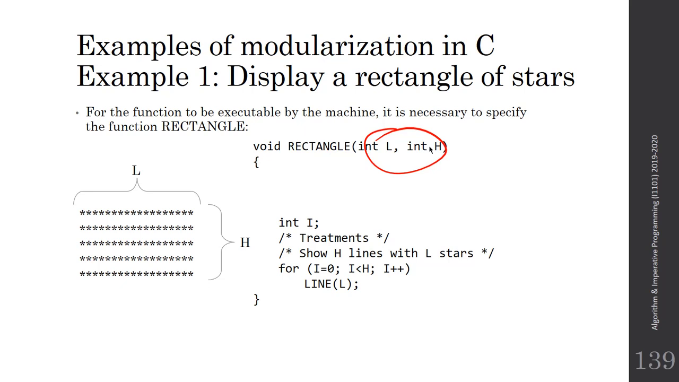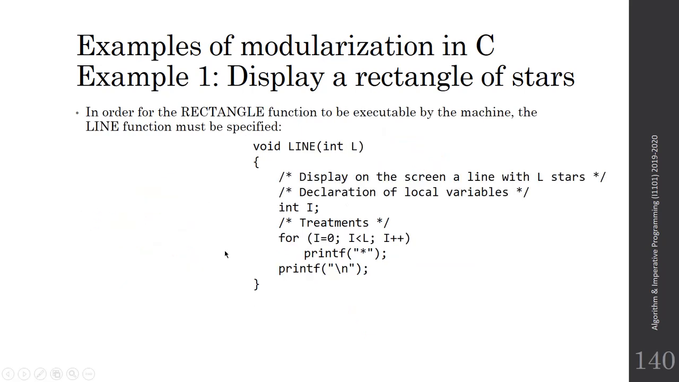This is it. Now let's move to line. Again, it takes one parameter, the value. Remember, it's always the value, not the address in the memory. We are copying the value of L. For example, here I'm printing 5 stars if L is equal to 5. So line takes one parameter L, and it returns void. It doesn't return anything.